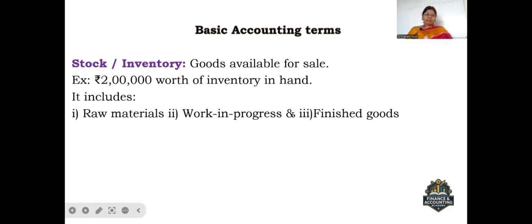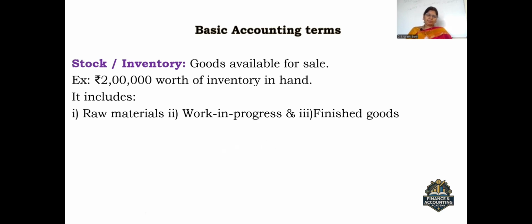Yeah, in this particular current assets, I have used one word called stock. What is stock? Goods available for sale are called stock or inventory. So here stock we can explain in three forms. First one is raw material, second one is work in progress, third one is finished goods.